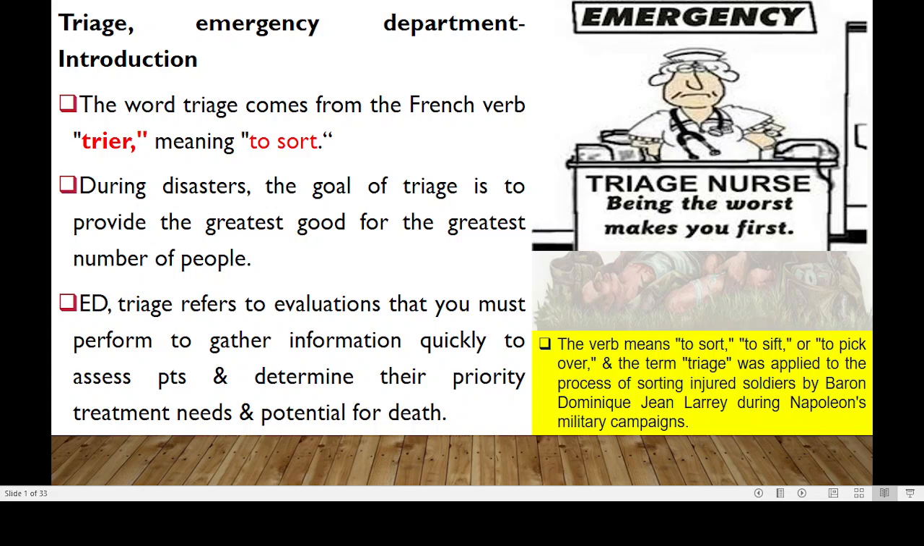death. Looking at the historical aspect of triaging, you find that the word triaging was first applied to the process of sorting injured soldiers by Baron Dominic Jean Larrey, and this was during the Napoleon military campaigns. From the picture, you can see our cartoon that for a triage nurse, when they look at you, if you are the worst, then you are the first to be attended to.